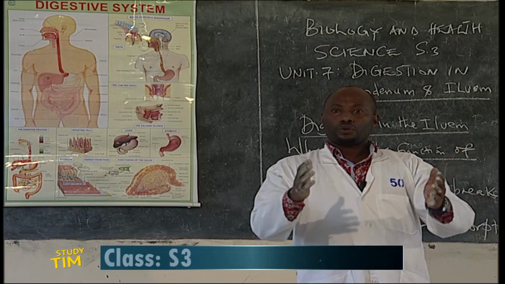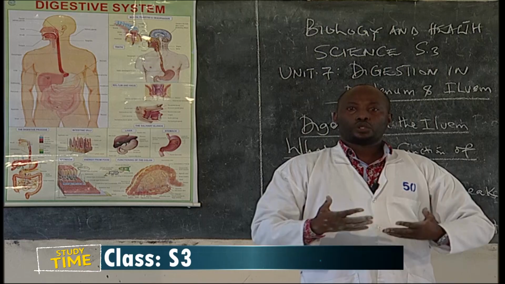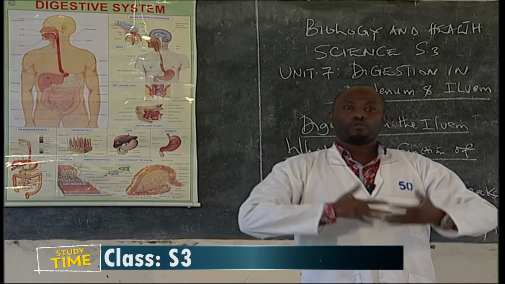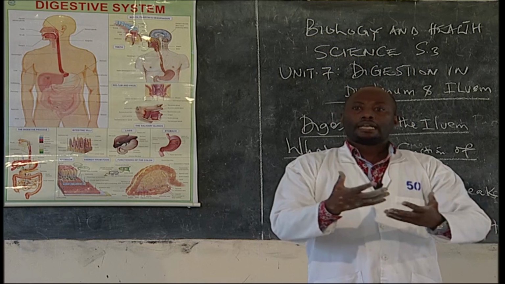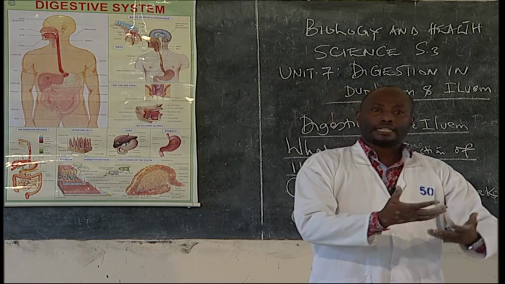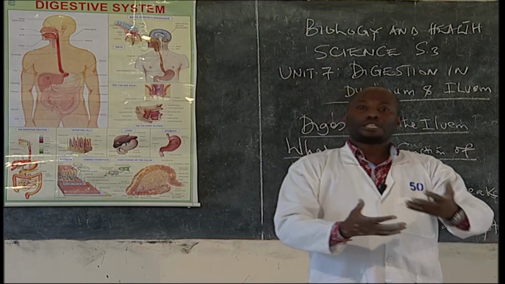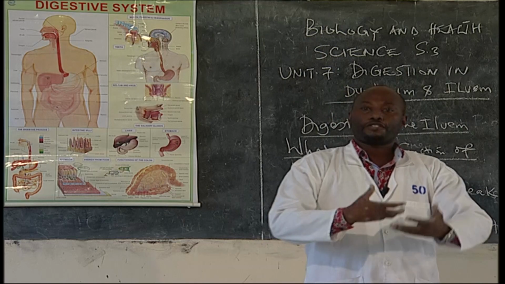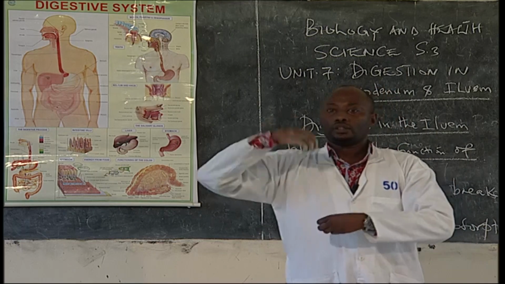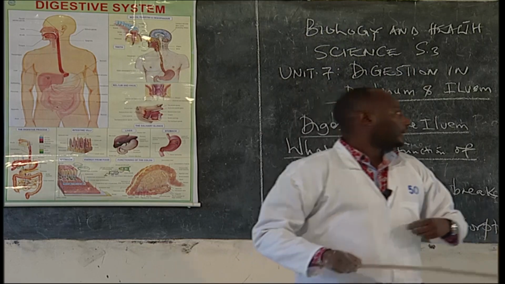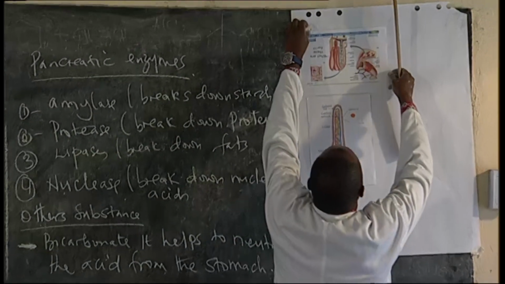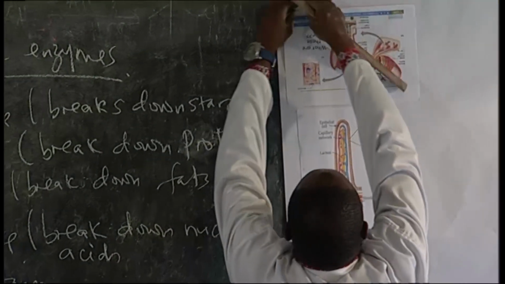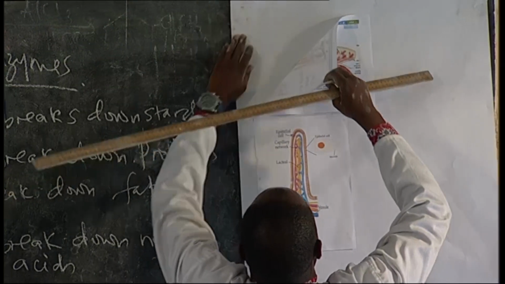Some of you bathe. After bathing, you use a towel to remove water from your body. So in the small intestine, there are structures called the villi. These villi are very important to absorb the digested food and carry it to the bloodstream, where it is going to carry out its function. I have a diagram here, which is very clear, and you can understand it very clearly.